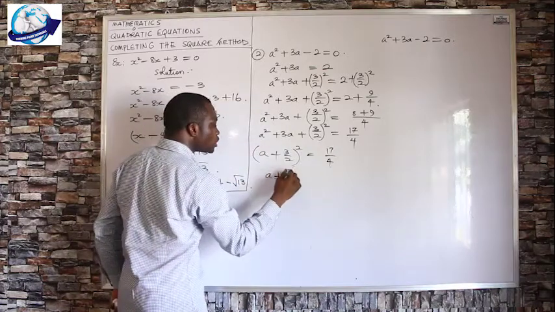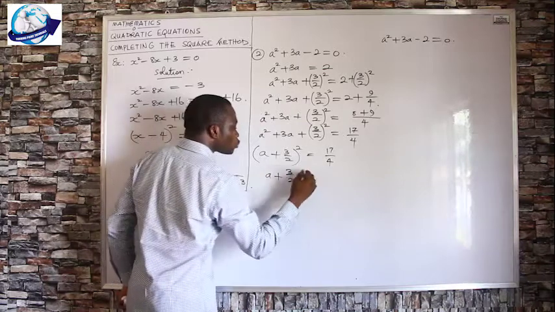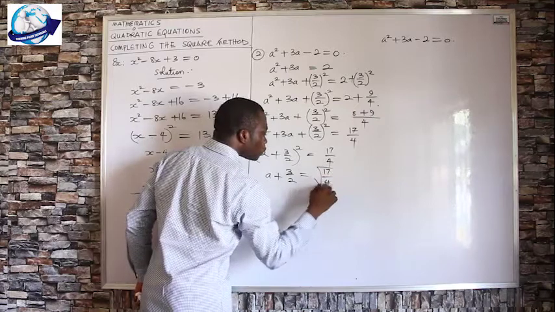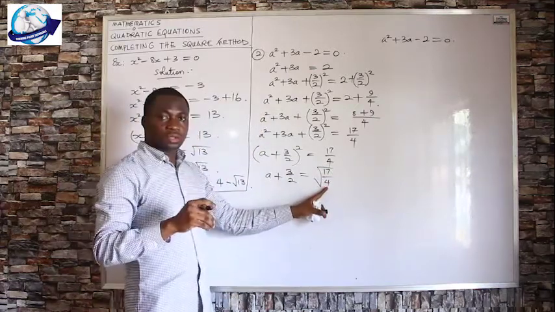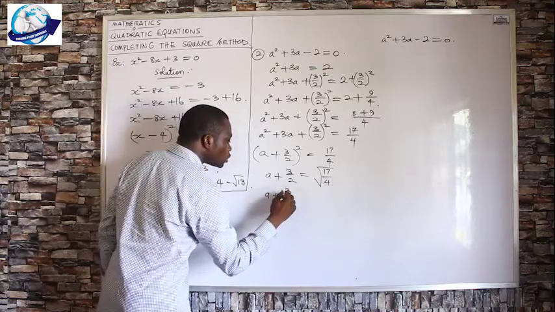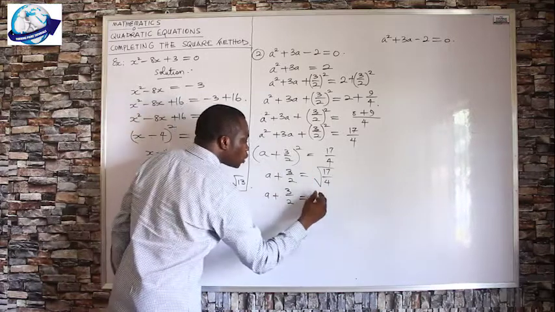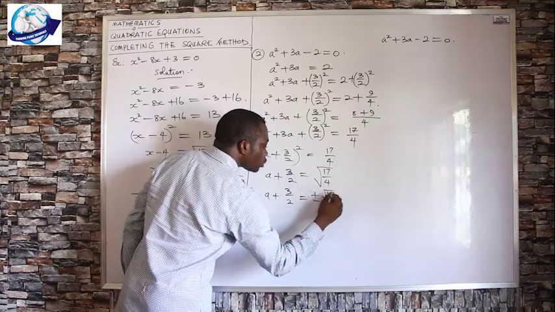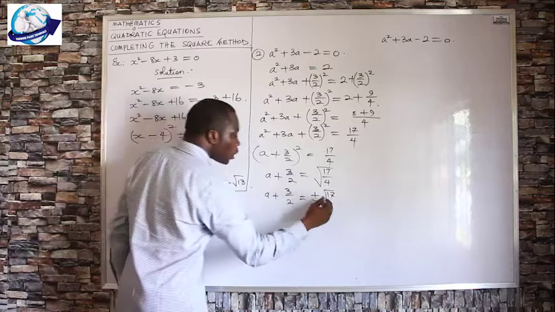Then quickly take the square root of both sides so that this square can go away. You have a plus 3 over 2 equals, you're bringing it down, the square root of 17 all over 4. Please don't forget that 4 is a perfect square. So the value comes out. So that gives us a plus 3 over 2 equals, what happens here? That gives us what? A plus sign here, plus or minus what? Plus or minus root 17, because root 17 is an irrational root.